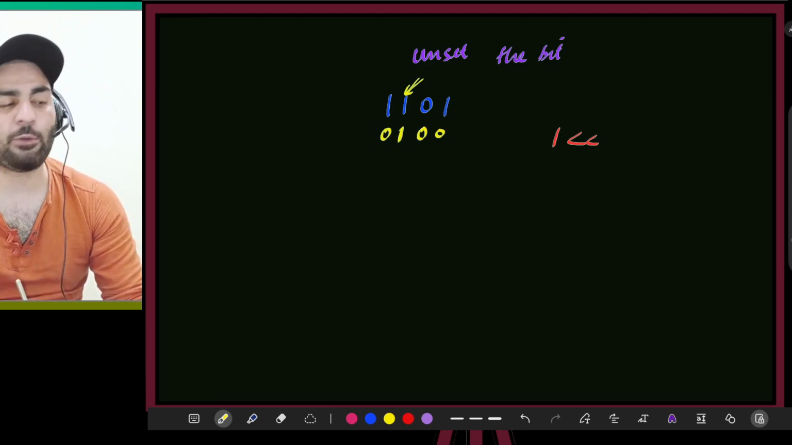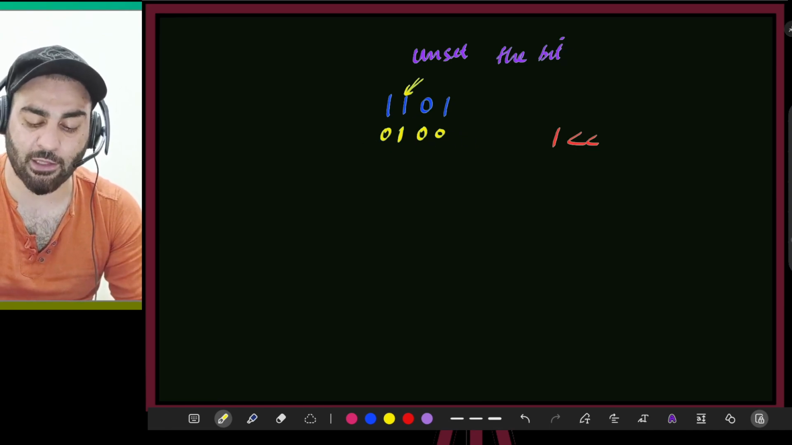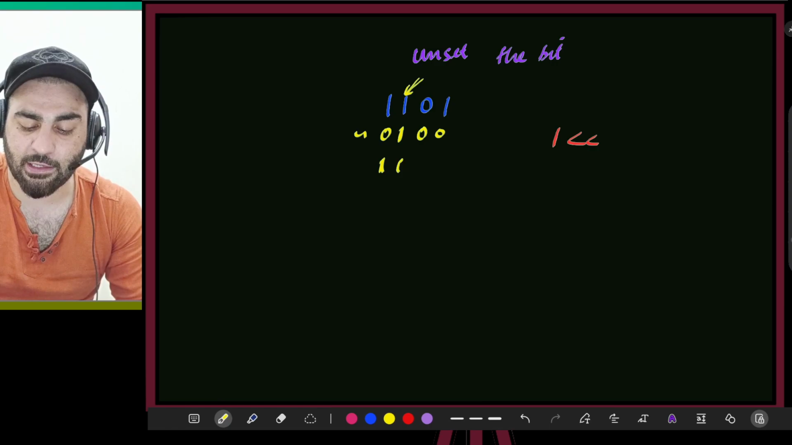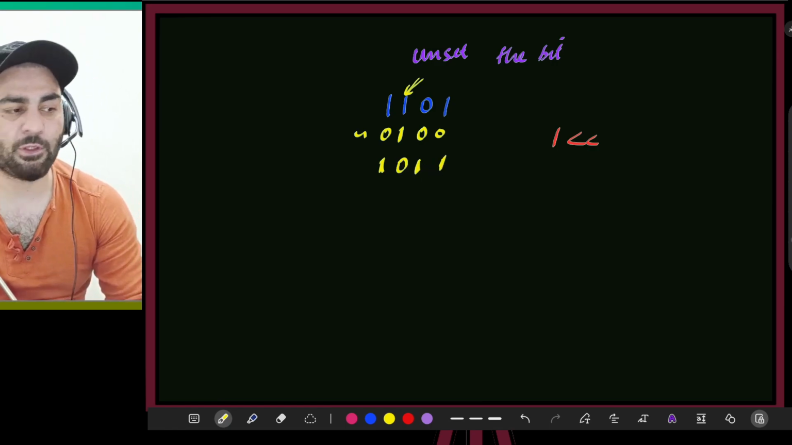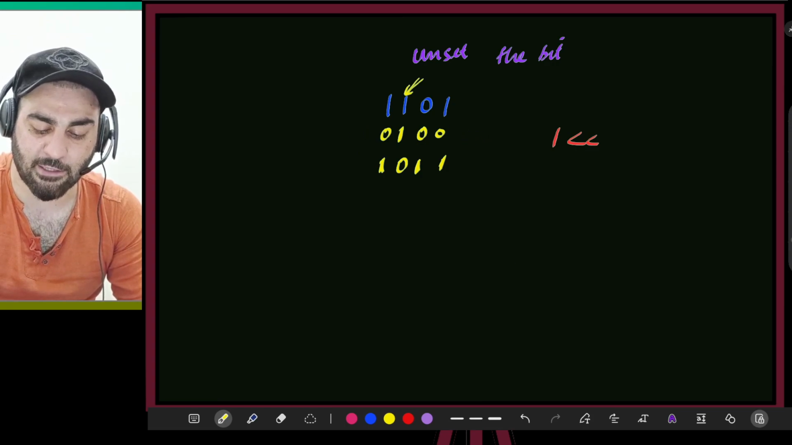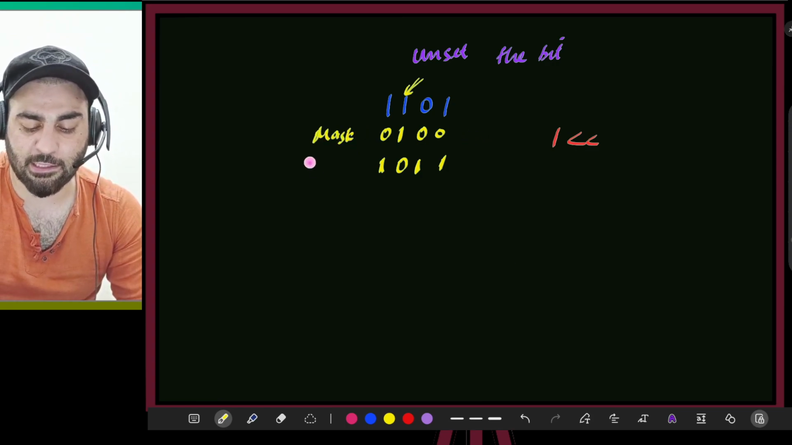Then what I'll do is, I'll flip all of these. I'll perform a NOT operation on this. NOT of this will be 1, 0, 1 and 1. So this was my mask, and this is my inverted mask.